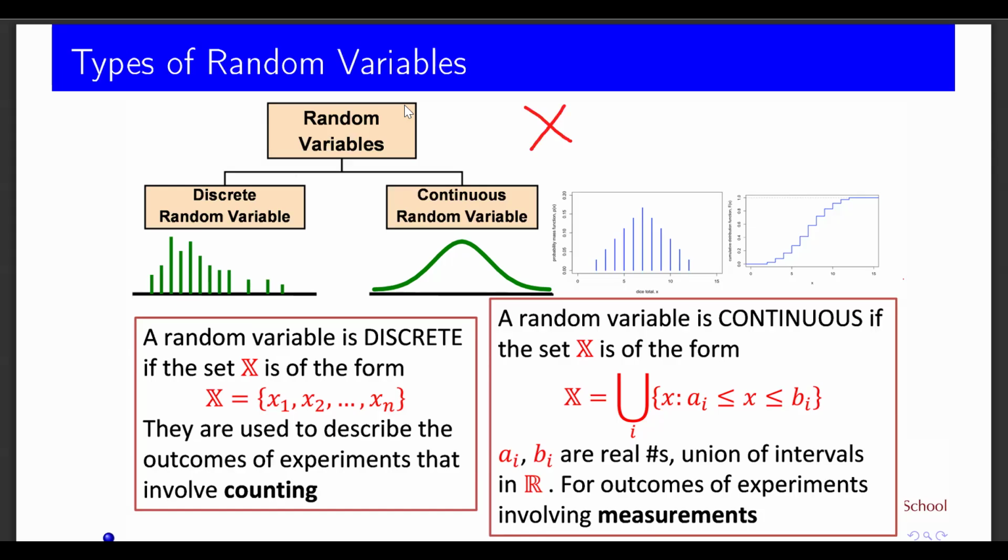Capital. Simon, what is the difference between a random variable that is discrete and one that is continuous? Simple.